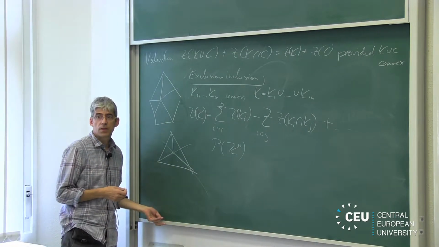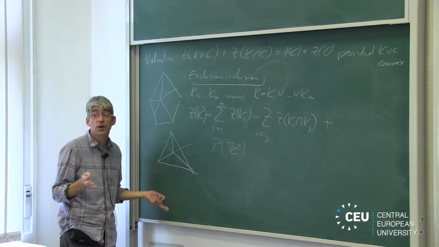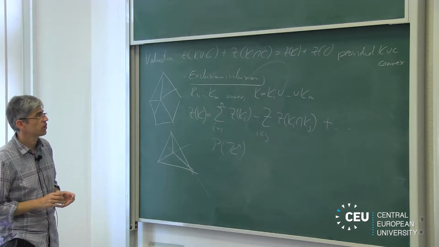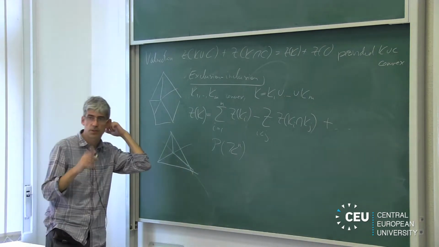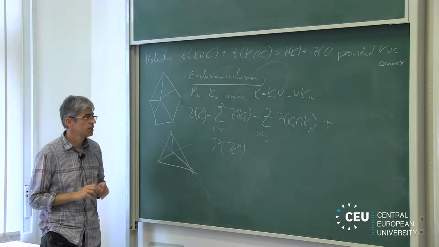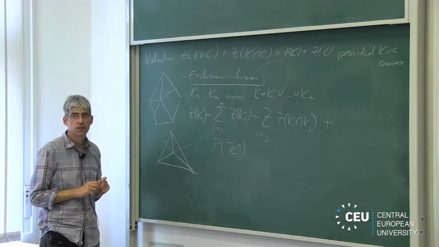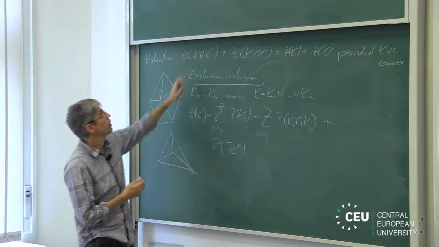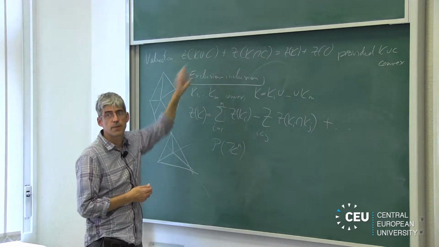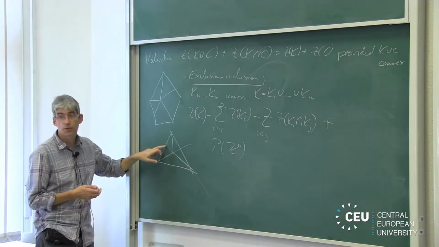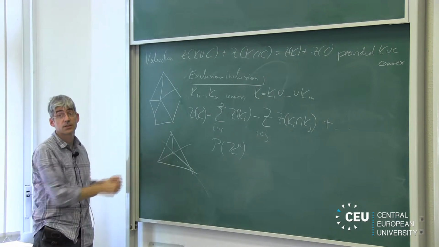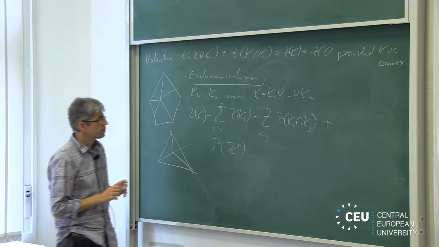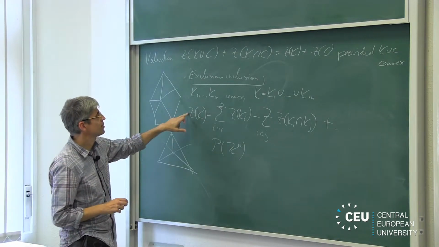But for fields it works. For fields it works, but if you don't have a field, like the integers, it may not work. You can consider subrings, and it does not work. So it's not a trivial consequence of the basic defining relation. For fields, it works because then the coordinates of the intersection point are in the field.